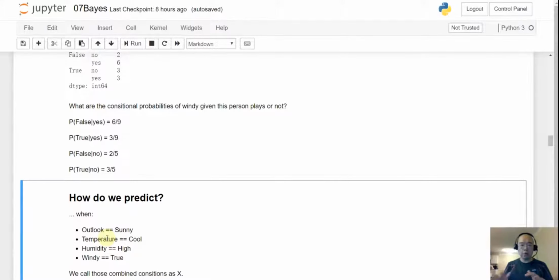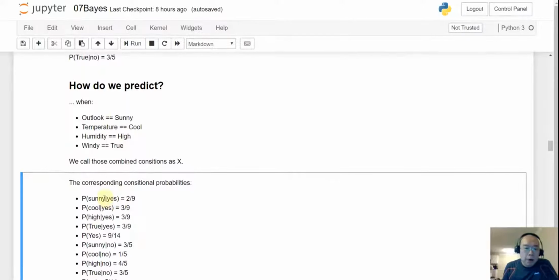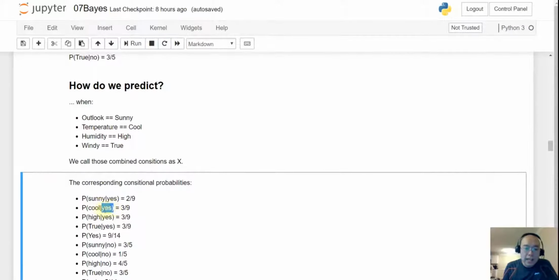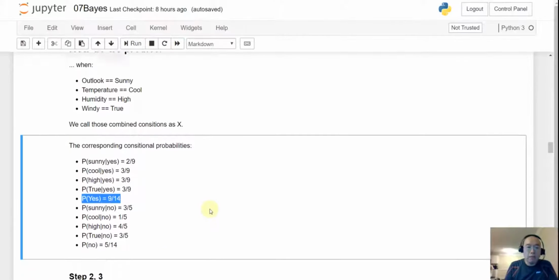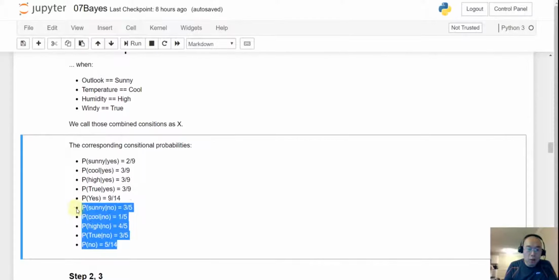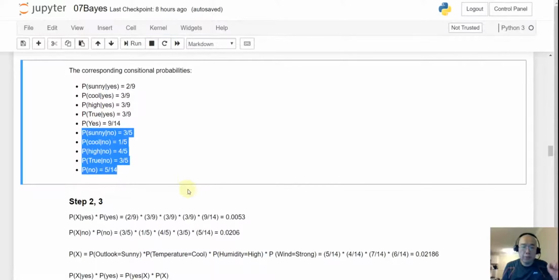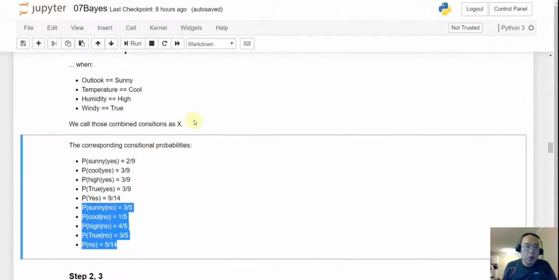Okay, so it is sunny. We know, given it is already a yes, the probability of sunny is 2 divided by 9. And for the cool, we have the same thing: given it is already yes, the probability of cool is 3 divided by 9. And eventually we have P(yes) as 9 divided by 14. So we have all those parts, and then we have all those parts given the fact it is a no again. Those are all the numbers we have, so we just count this condition.